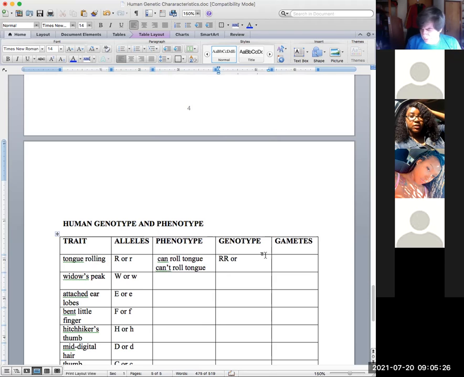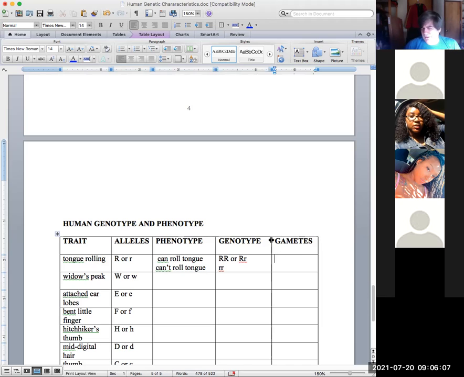Or there's another possibility. Remember what Mendel said, one allele can hide the other allele. The allele that hides the other, that we see, is the dominant allele. So you could be big R, little r. Now, if you're big R, big R, you got a big R from both of your parents, from your mom and your dad. If you're big R, little r, you got a big R from one of them, a little r from the other one, and it doesn't really matter who you got the big R from and who you got the little r from. If you can't roll your tongue, there's only one possible genotype. You're little r, little r, homozygous recessive.